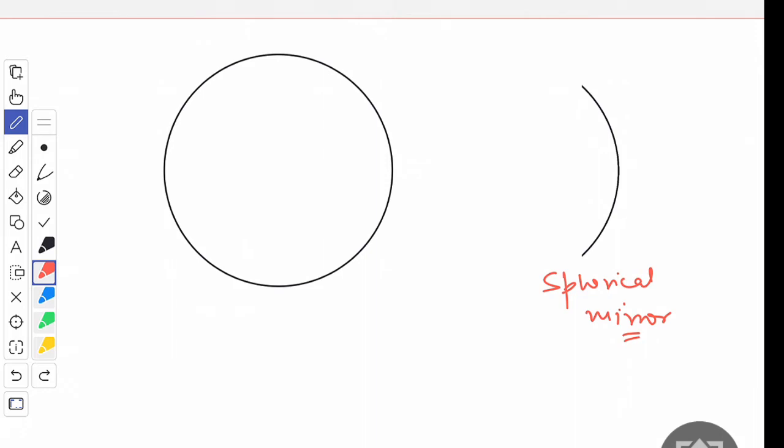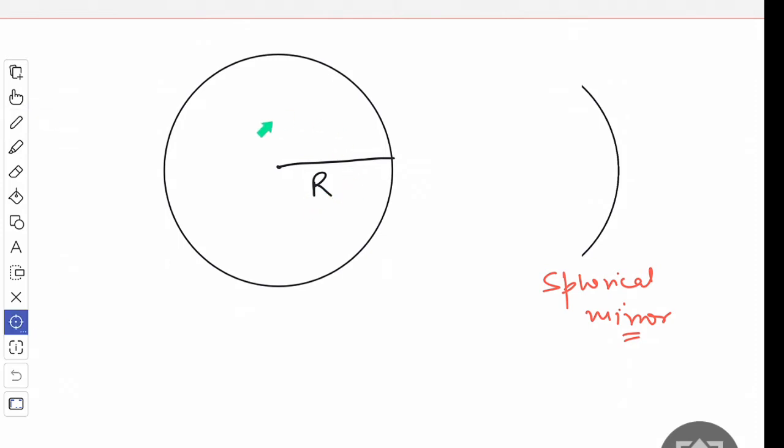How do I tell how big the sphere is? Somebody asks you, what is the size of the sphere? How will you say what the size is? You will say the radius is so much, correct? So this sphere is going to have some radius. Let us say r. So this r is the radius of the sphere.